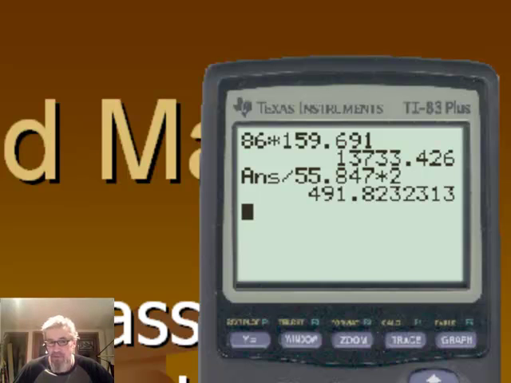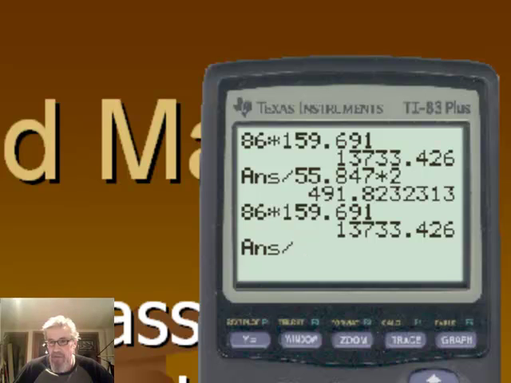That's not really what I want it to do. I want it to divide 13,733 by the product of 55.847 times 2. So I'm forced to do the operations in the correct order by doing this. First I'll go 86 times 159.691. I'll hit enter. Then, after I hit divide by, I'll open a set of parentheses.